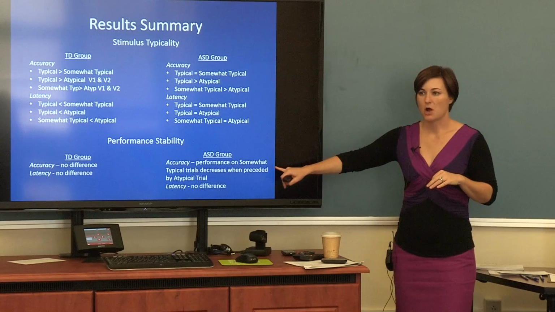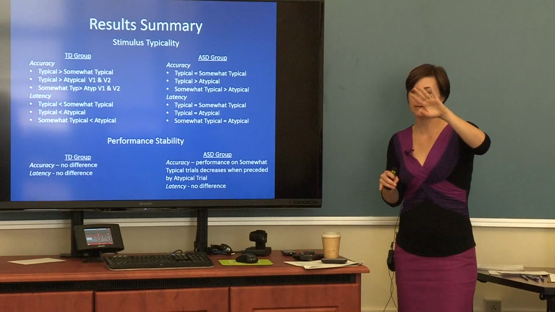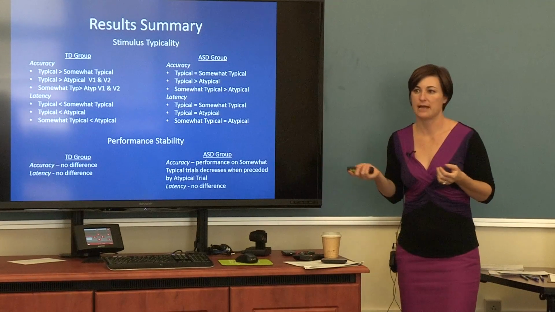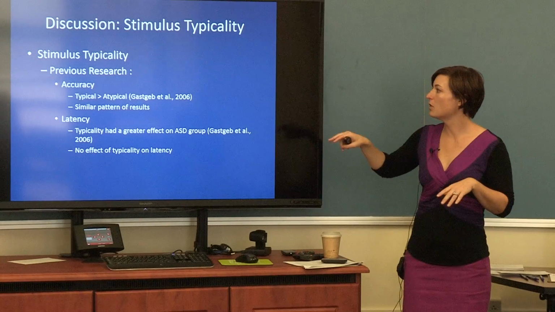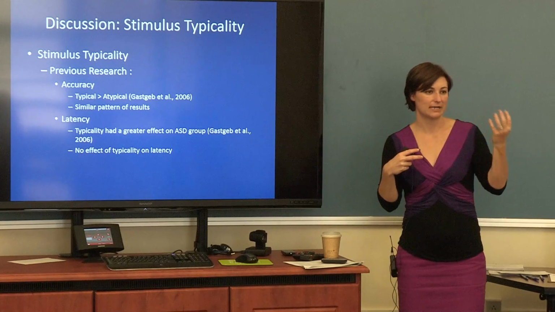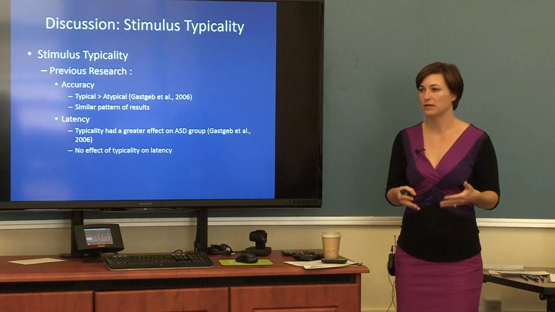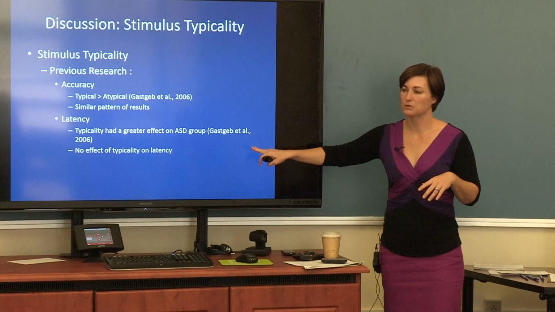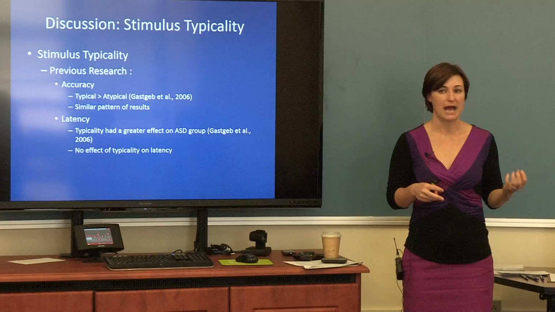This is different than what we're seeing in the autism group. So in the autism group, when there's an atypical exemplar coming before a somewhat typical exemplar, we see this drop in performance, although we don't see a change in their reaction time. So to put this back into the framework of what we had talked about before, with regards to the previous research using this task, what they had found was that children were faster and more accurate when presented with typical than atypical stimuli. And we can see with our little kids here that they pretty much followed that same pattern in terms of accuracy. Where we're differing from what they had found with these older kids is the younger kids with autism, latency just doesn't seem to be affected by typicality.